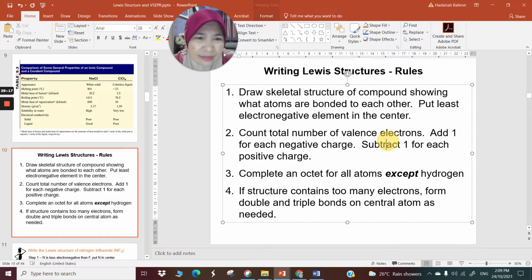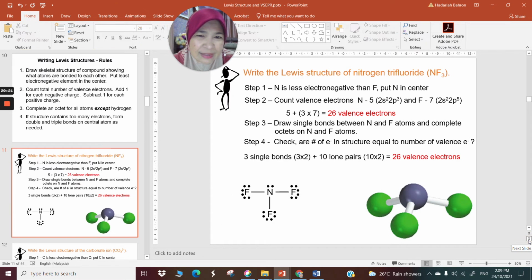Oh, yeah. Put the least. We will go through the example in the next slide. Yep.